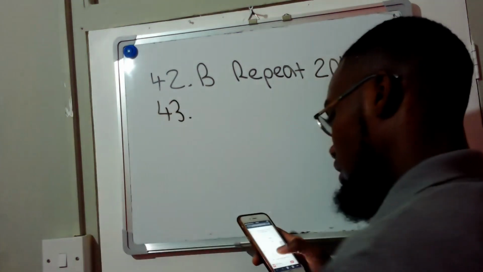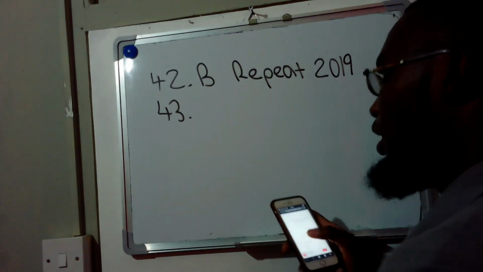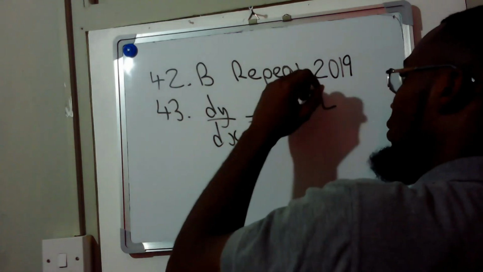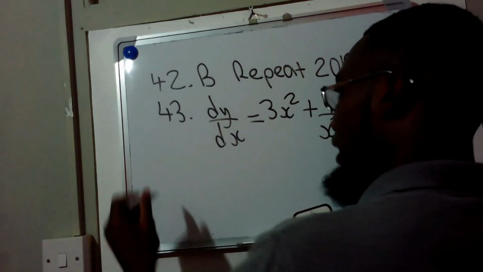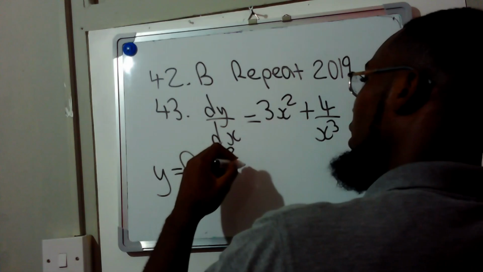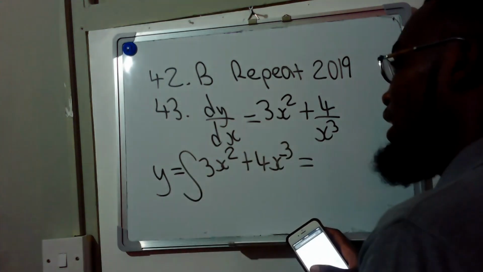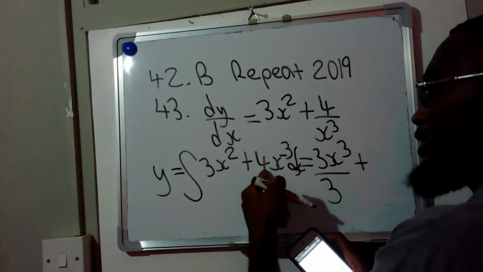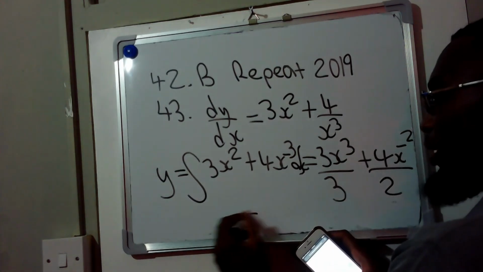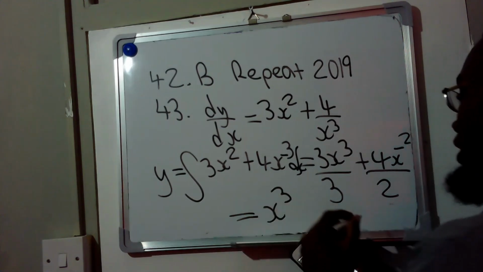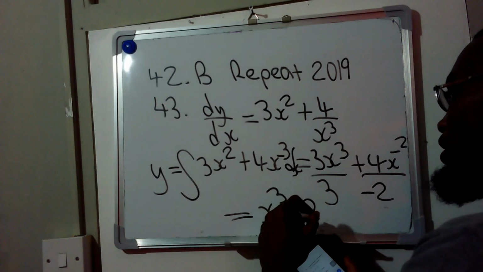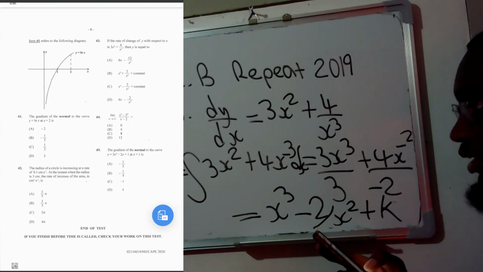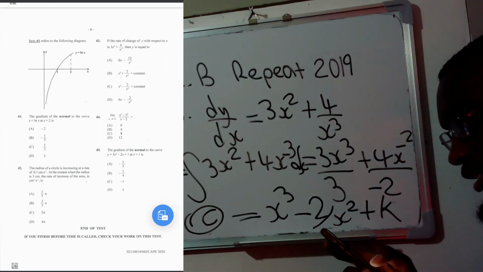Number 43, I know it's a repeat, but let's work it out. They tell us dy by dx is equal to 3x squared plus 4 over x cubed, and they want y. So y is the integral of 3x squared plus 4x to the minus 3, dx. We integrate that and get 3x cubed over 3, plus 4x to the minus 2 over negative 2. When you simplify, the 3 cancels the 3, so you get x cubed, and 4 over negative 2 is minus 2, times x to the minus 2, which is over x squared, plus some constant k. That looks like option C. That's number 43, option C.